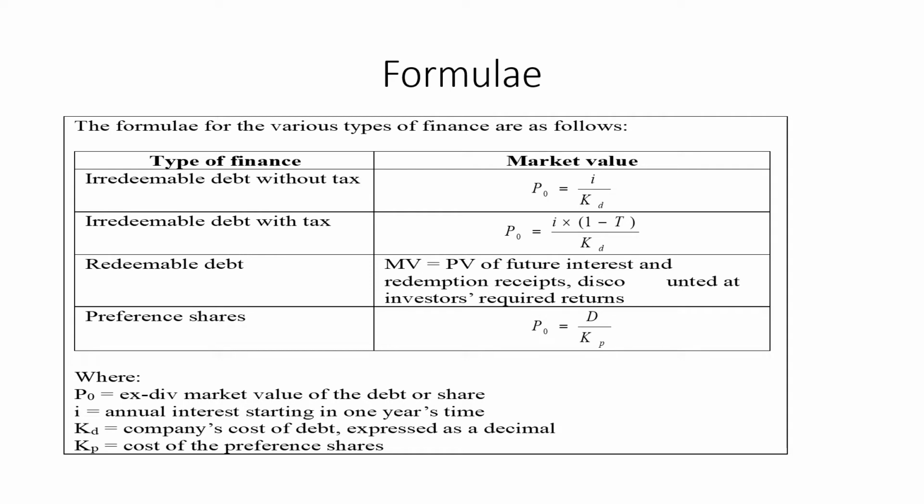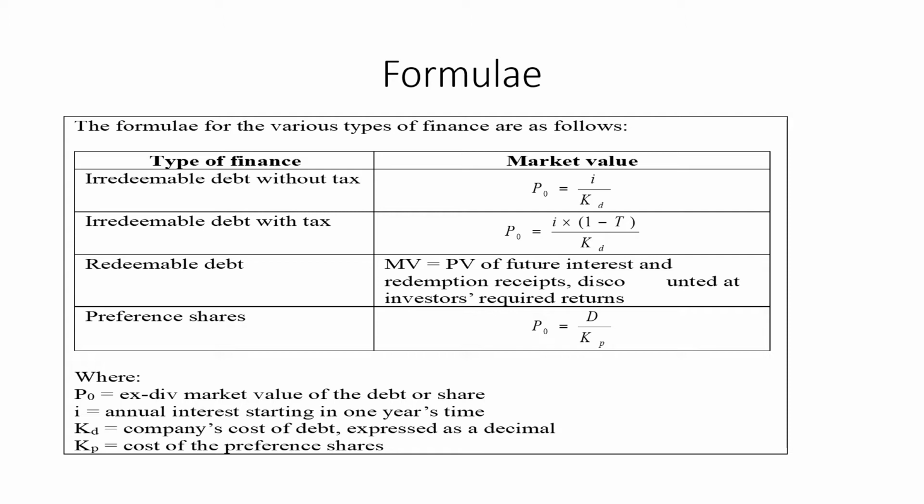the percentage. Then irredeemable debt with taxes is actually the same as the above, but in this case we have adjusted it for the taxes, because we have to adjust it for taxes. So the present value would be I multiplied by 1 minus taxes, divided by KD.